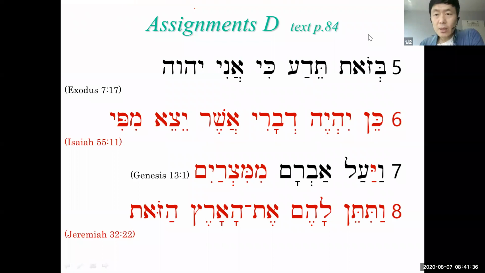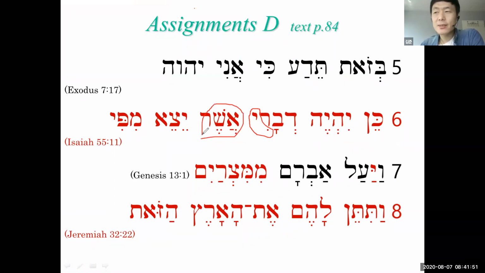Okay, let me move on. So here, what is this? 1C SG pronominal suffix, which means me or mine. So my. Is that clear? Okay, let me move on. Asher: that, which, relative pronoun. And what is this?